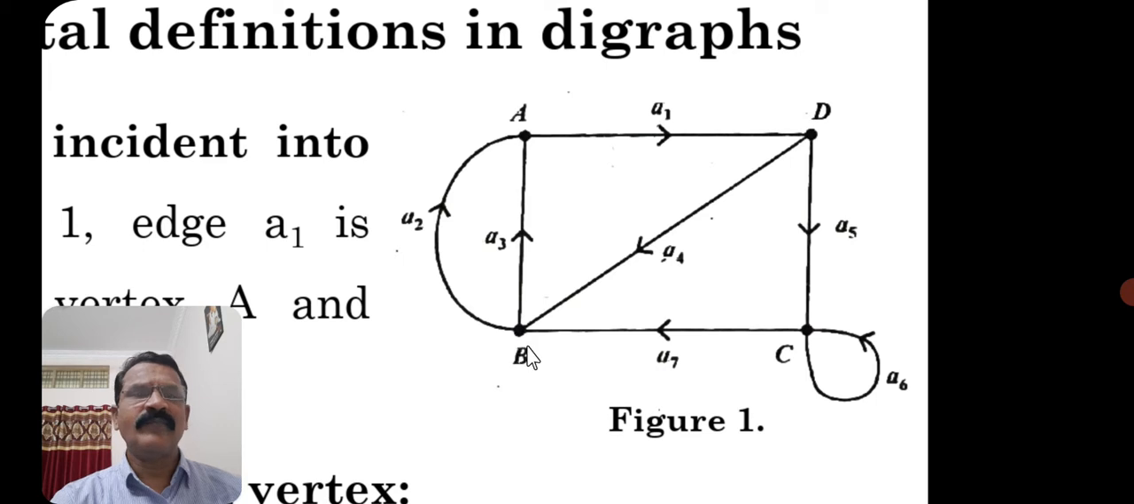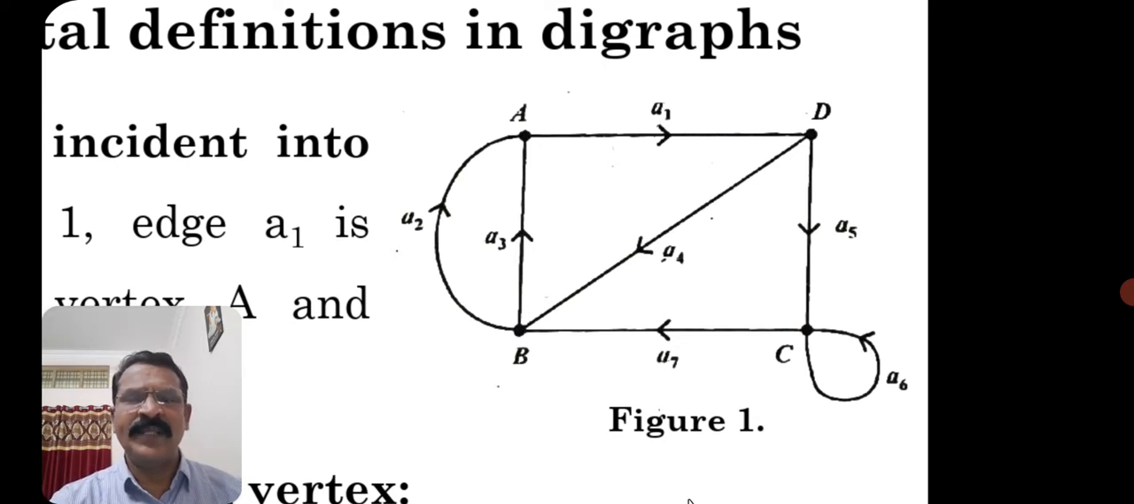Is it clear? Similarly, if I ask you to say about the edge A7, the direction is towards C to B. So what you can say, the edge A7 is incident out of the vertex C and incident into the vertex B. Is it clear? So if I say an edge E equal to UV, then the edge E is incident out of the vertex U and incident into the vertex V, if E equal to UV is an edge or an arc of the digraph D.